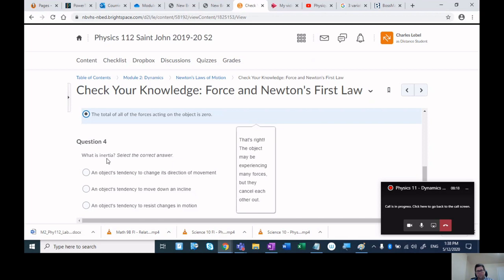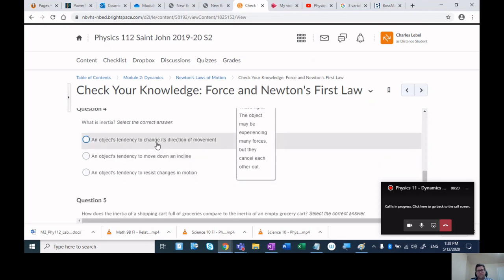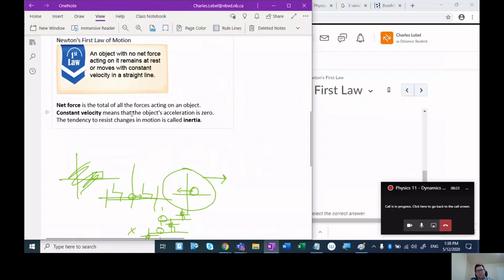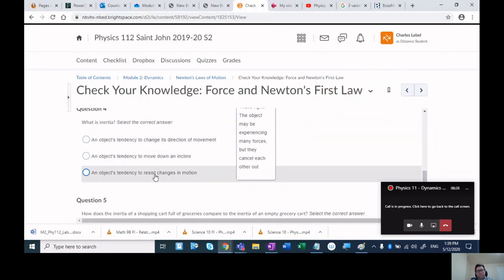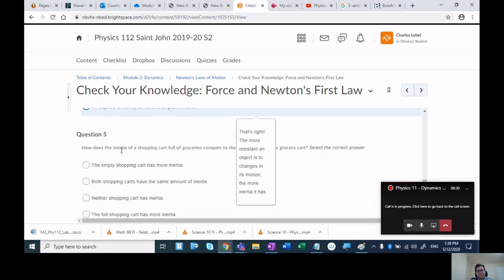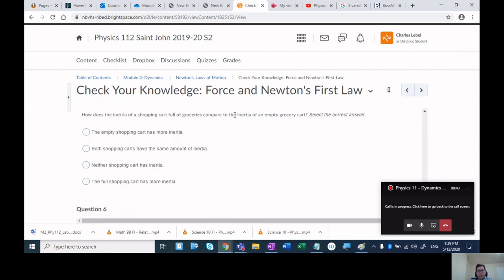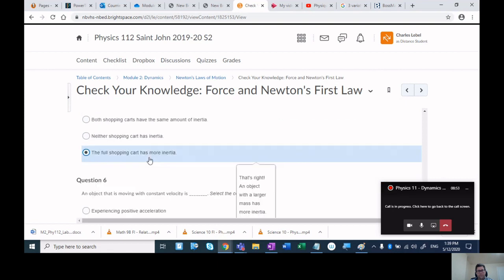What is inertia? Tendency to, what is it again? To resist change in motion. Bingo. 5. How does the inertia of a shopping cart full of groceries compare to the inertia of an empty grocery cart? Right, more massive. So more inertia. Empty, more inertia. Wrong. Both have the same amount of inertia. Wrong. Neither shopping carts have inertia. Wrong. The full cart has more inertia. Right.